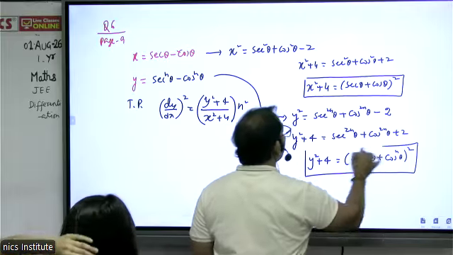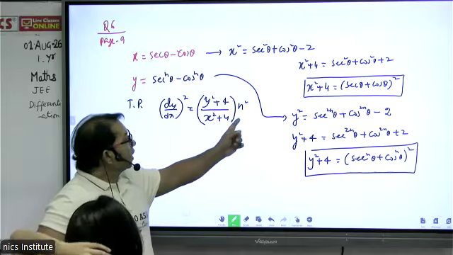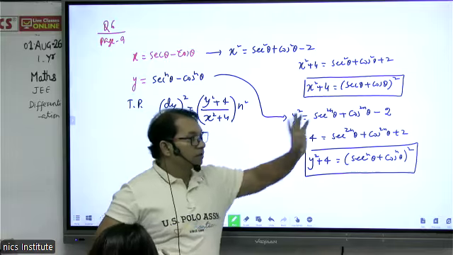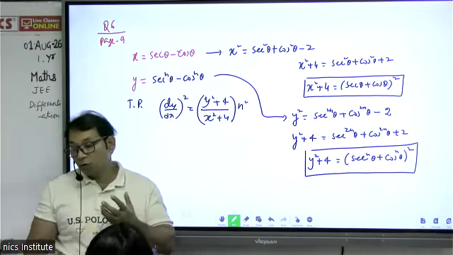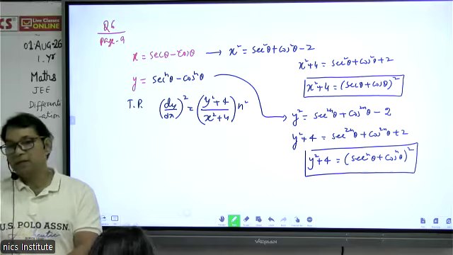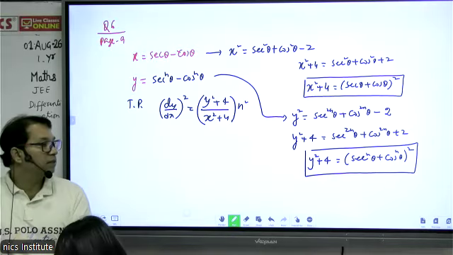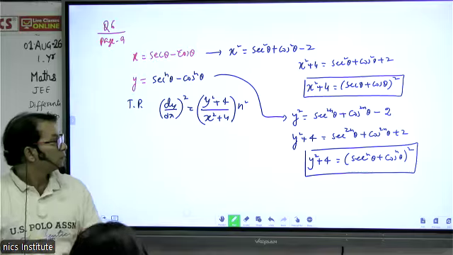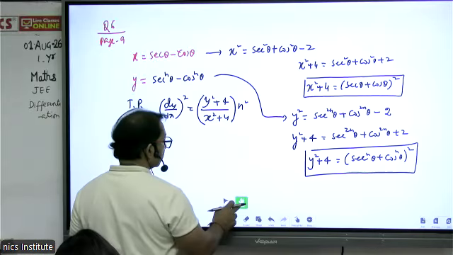So now you know what is RHS. RHS would be n square into this by this. So now get dy by dx and square it and prove that this is equal to this. So I have simplified the RHS first.